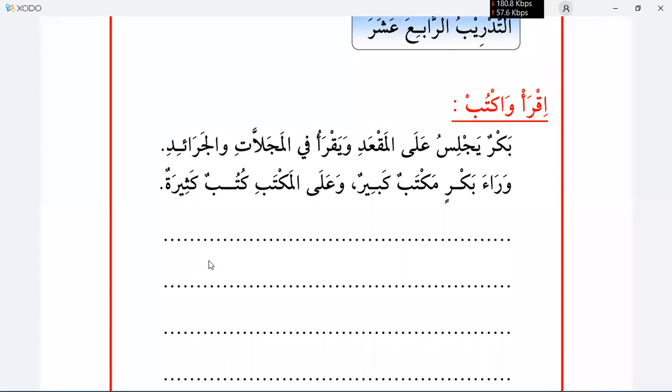Okay. Wara'a bakrin maktabun kabirun wa alal maktabi kutubun kasira. Wara'a bakrin. Wara is behind, ustad. Yes, Wara, yesterday you told me. Wara Bakrin, behind Bakar, maktabun kabirun. There is a big table.